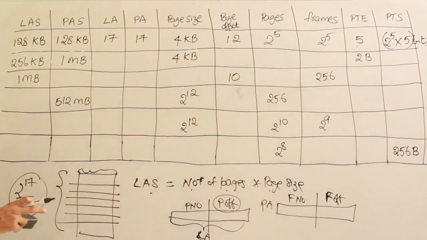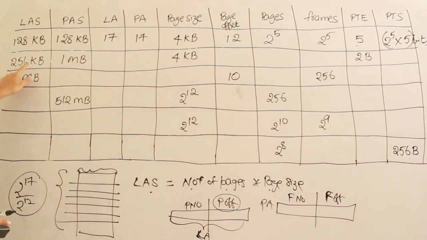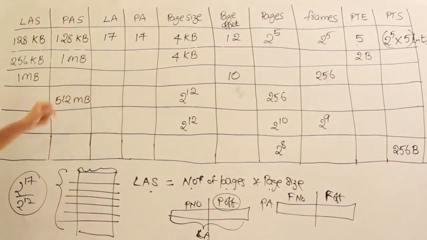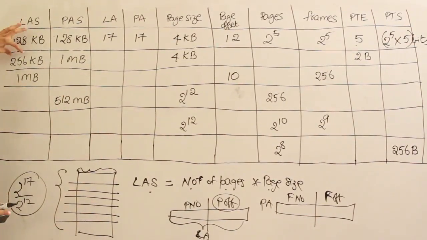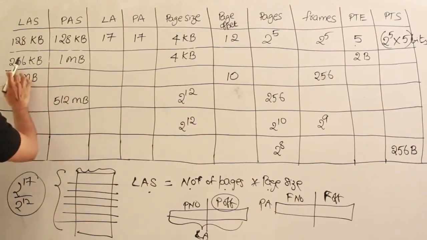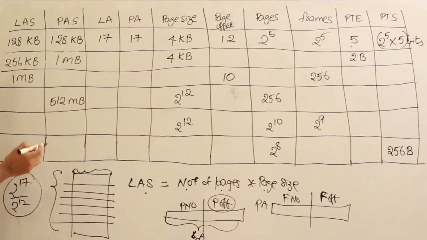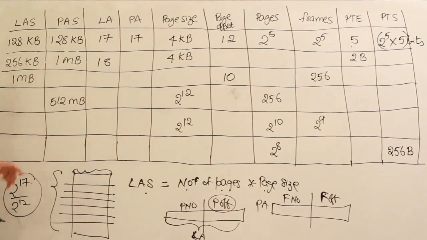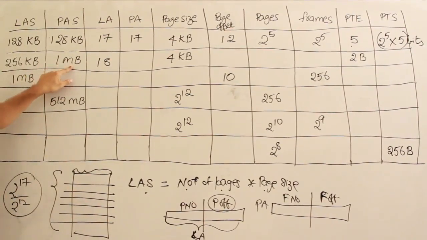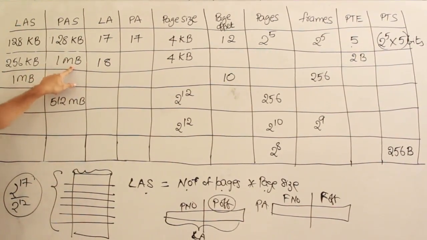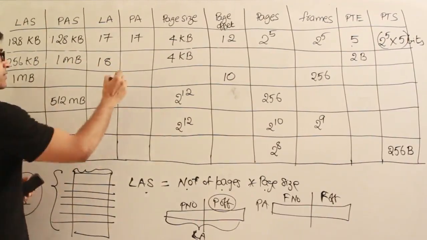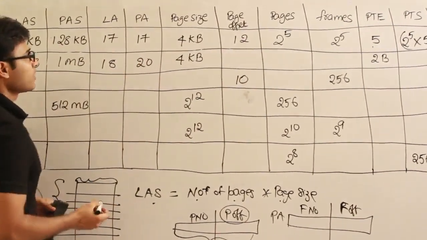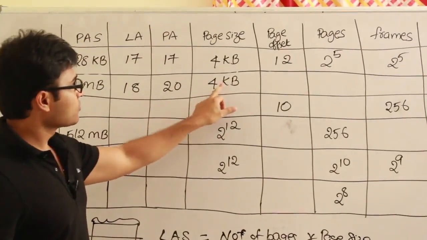Now watch it. Logical address space is 256 KB. Then what will be the logical address? See, 256 is 2 power 8 and K is 2 power 10. Therefore, it is going to be 2 power 18. So, how many bits are required? 18 bits, isn't it? And what about the physical address? 1 MB, and 1 MB is nothing but 2 power 20. Therefore, how many bits are required in the physical address? 20 bits, right?